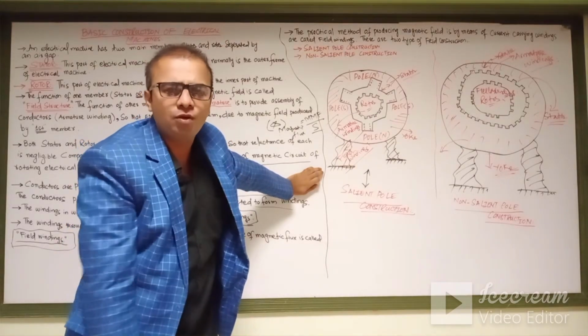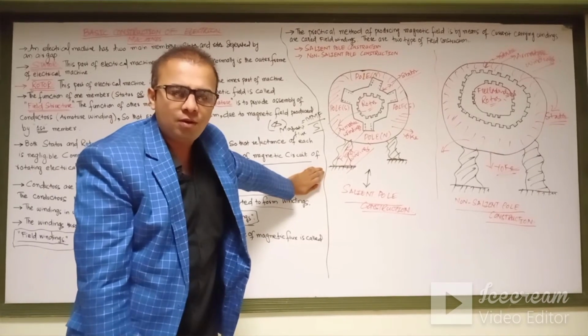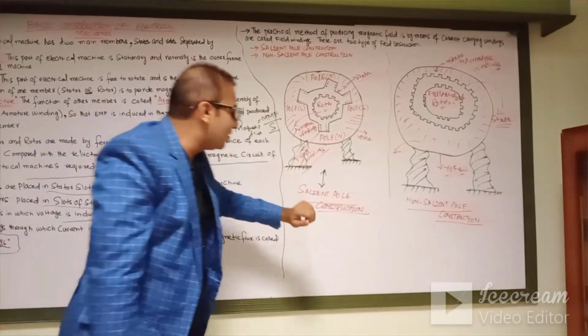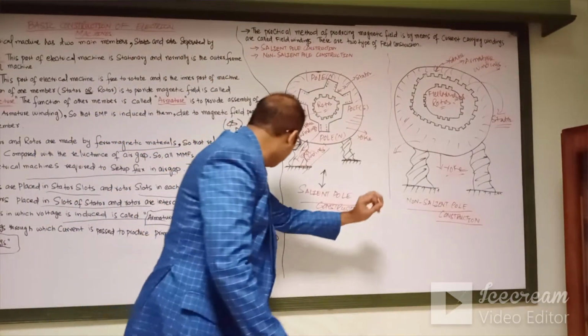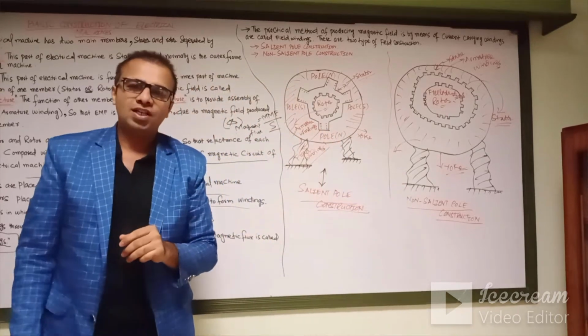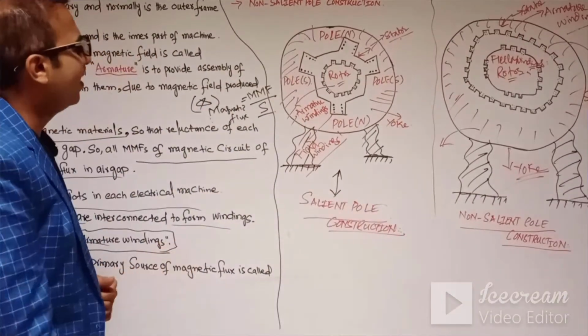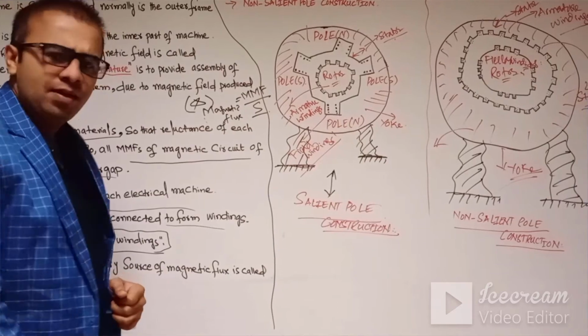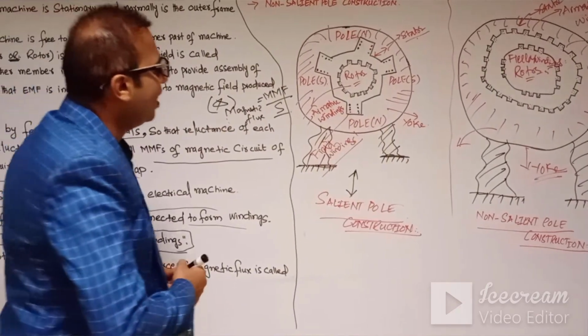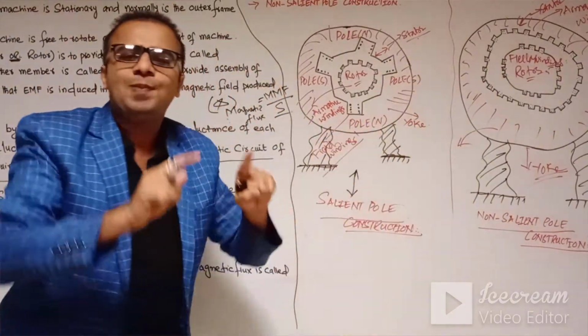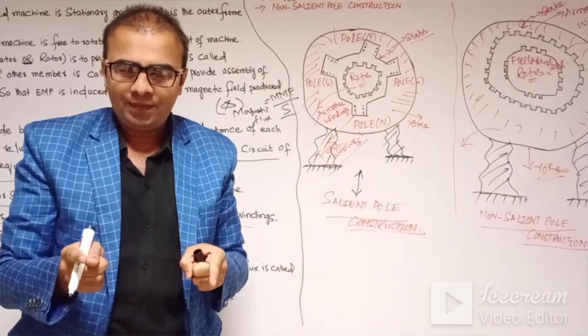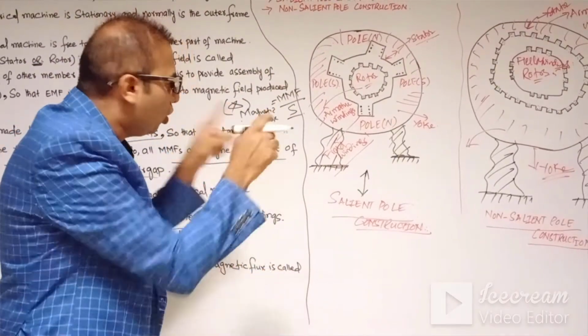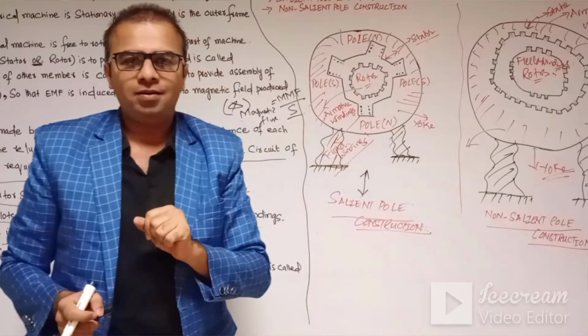There are two types of field pole construction. Number one is the salient pole construction. Second one is the non-salient pole construction. In the salient pole construction of the machine, the field structure or the field winding is placed on the stator side, and the armature winding is placed on the rotor side.